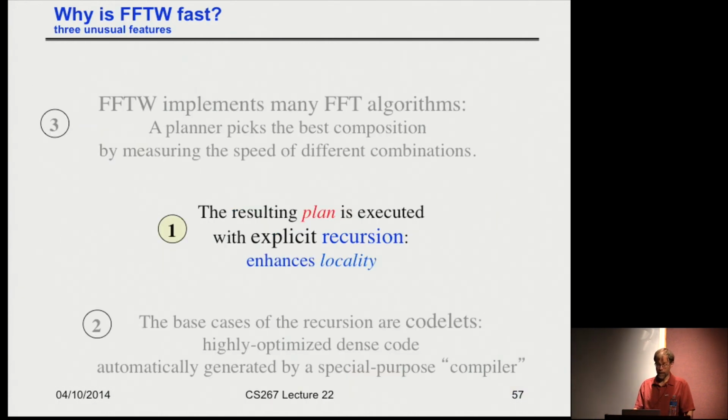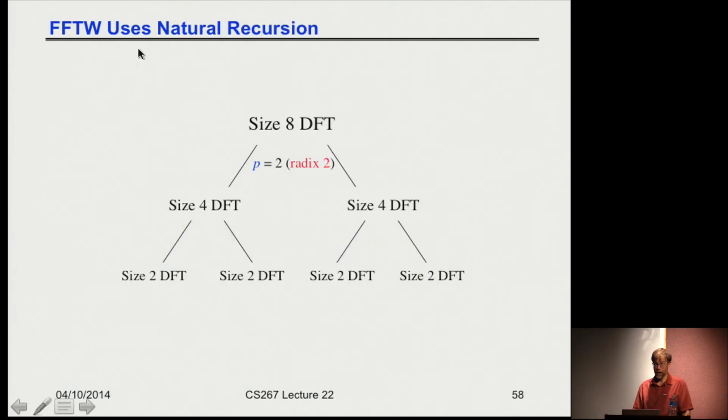So let me say how the plan is executed, and it's going to do it in a recursive fashion, in a cache-oblivious fashion, to get all the locality. So here is one possible outcome of the plan. You take an FFT, you break it into two of size 4, and then you break each of those size 4 into two of size 2.